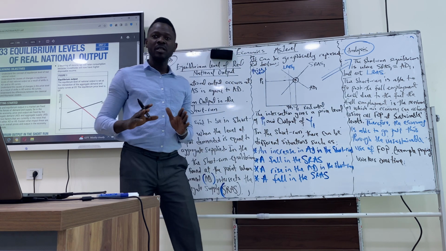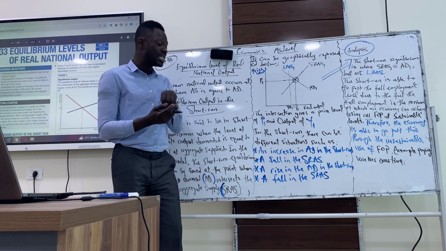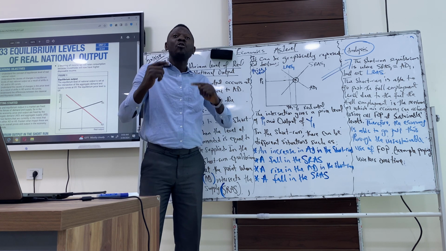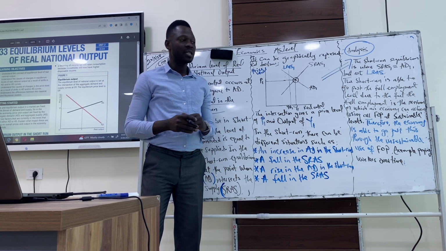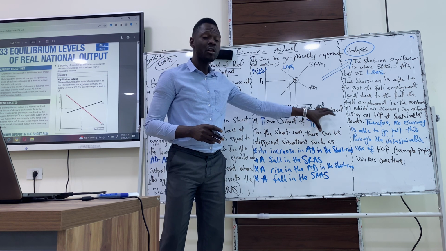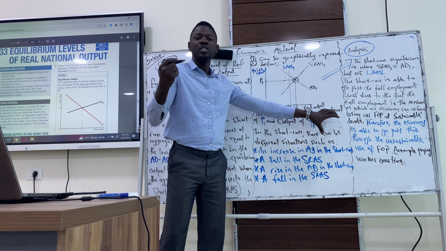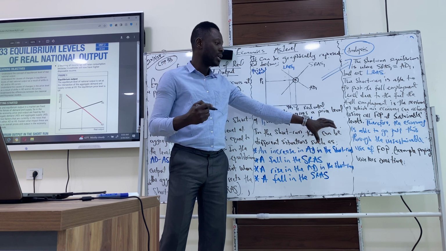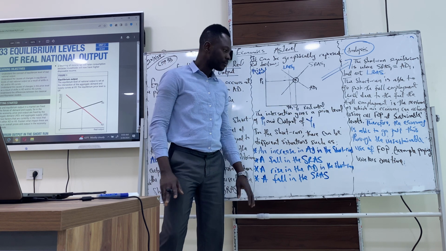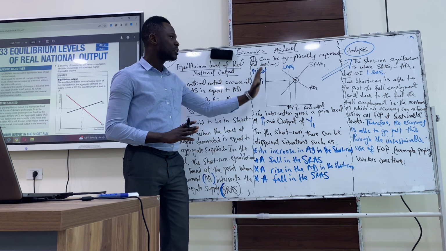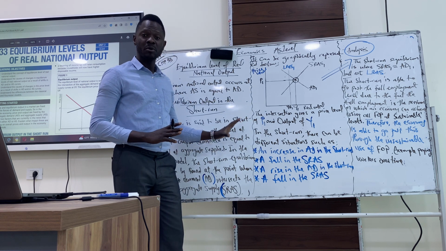So in the short run, it is assumed that the economy can achieve full employment and it can go past the full employment. But how is it possible for the economy to go past full employment in the short run? It has to do with the use of unsustainable factors of production, like paying overtime to workers. So basically, this is the short run equilibrium level of output.